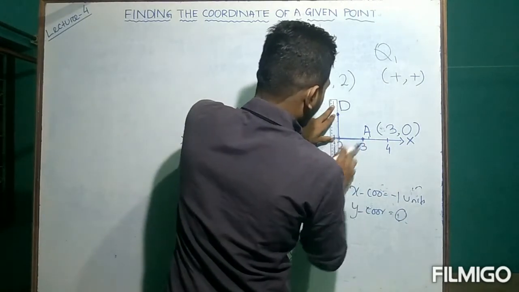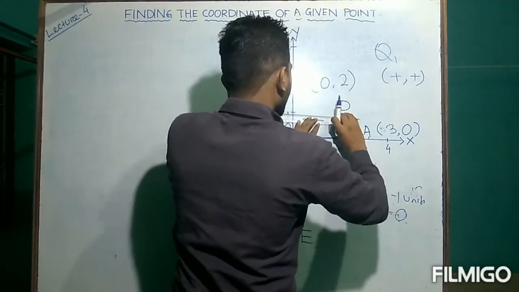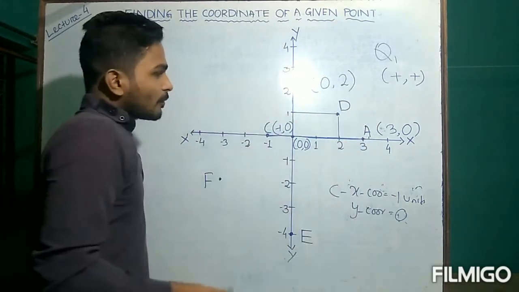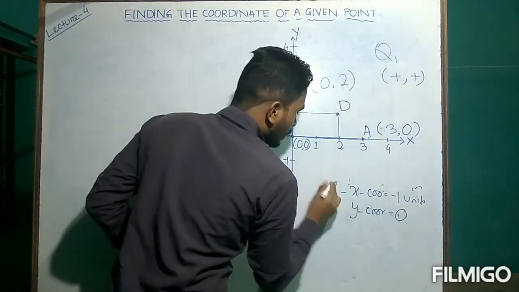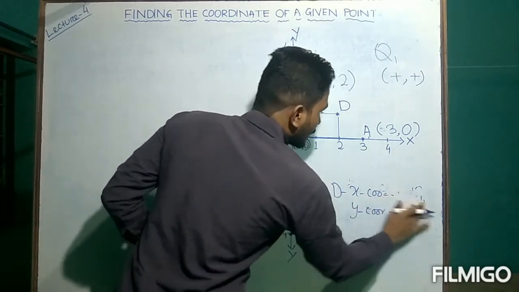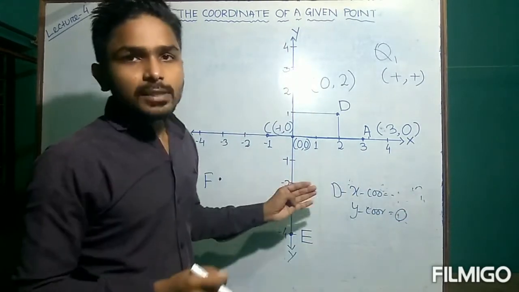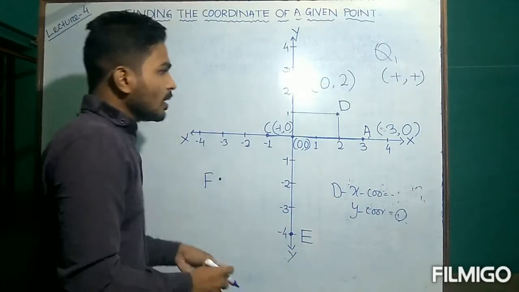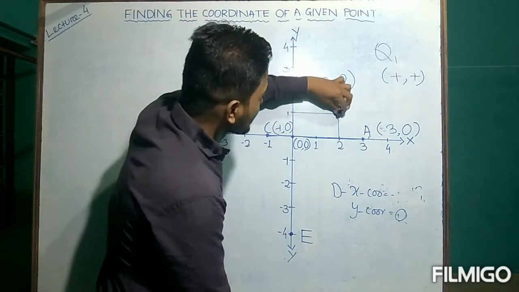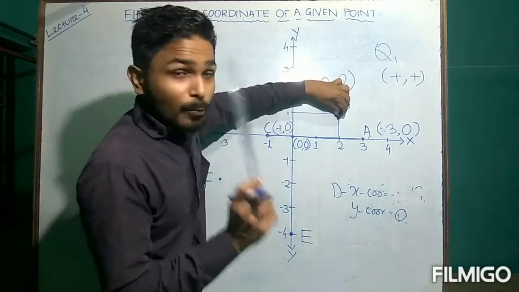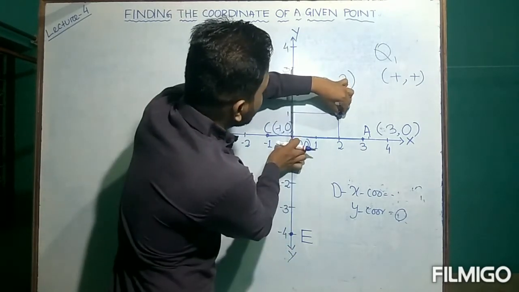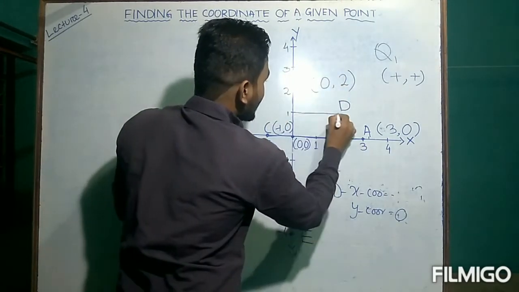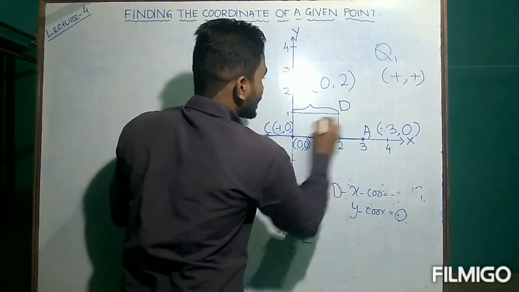Okay, this is the perpendicular distance, this is the perpendicular distance. So in order to find the x coordinate for the point D, x coordinate means the perpendicular distance from the y axis to the point. So identify the point. This is the point. Perpendicular distance from y axis. This is your y axis. So this distance is your x coordinate.